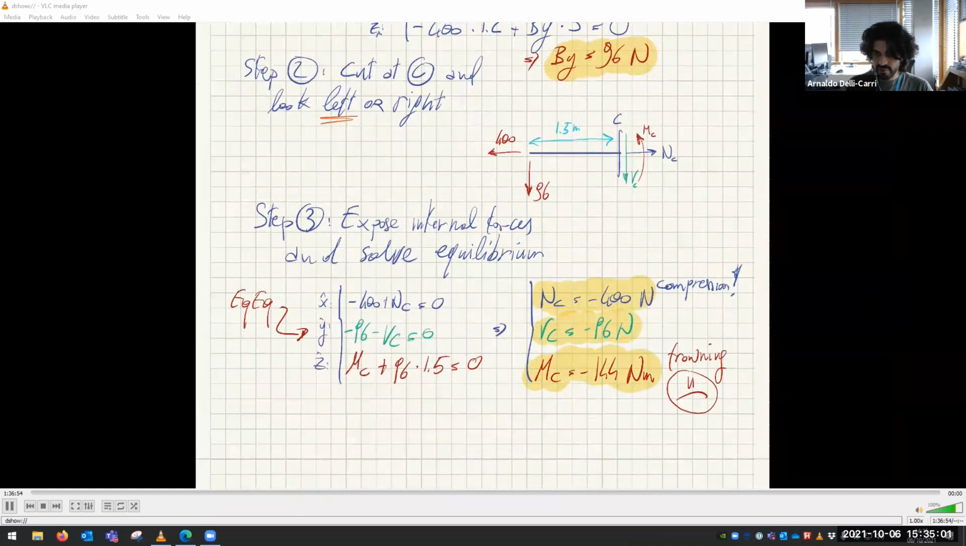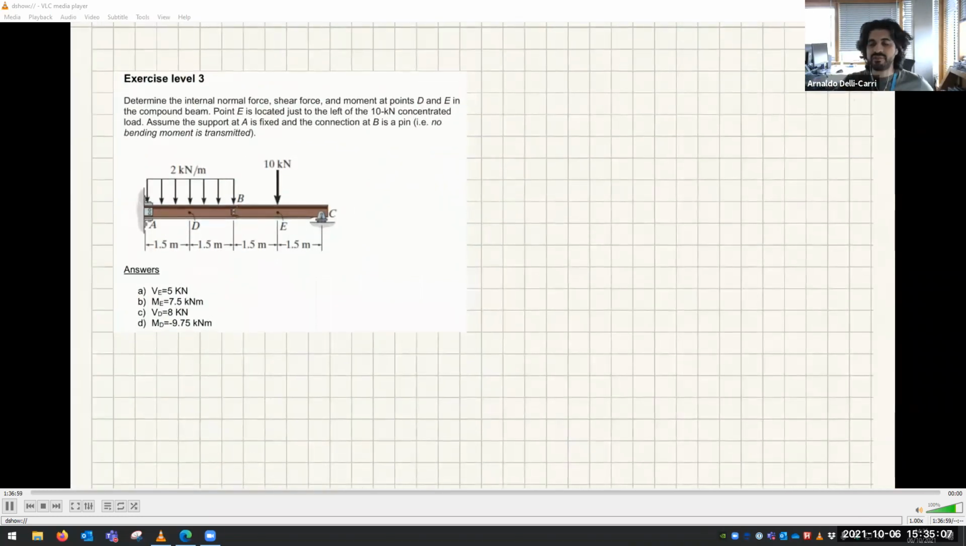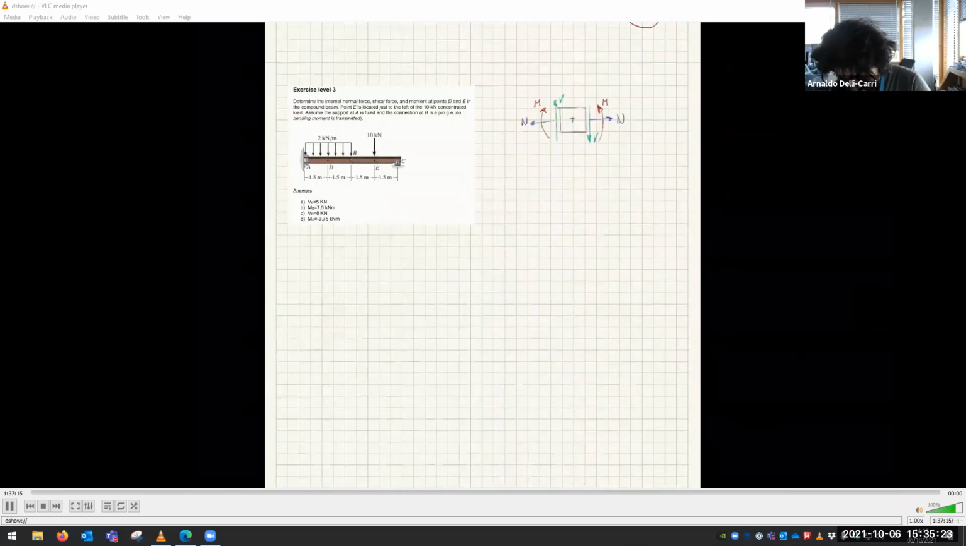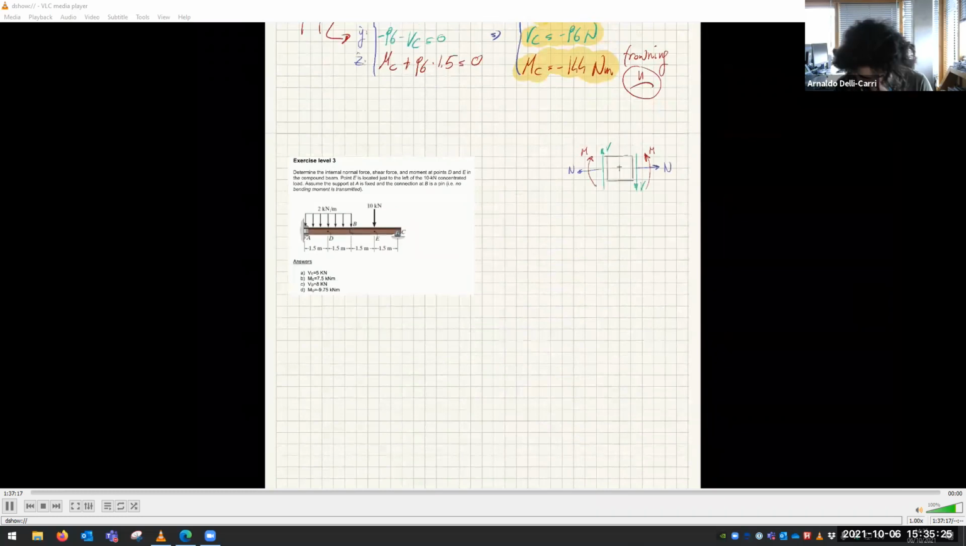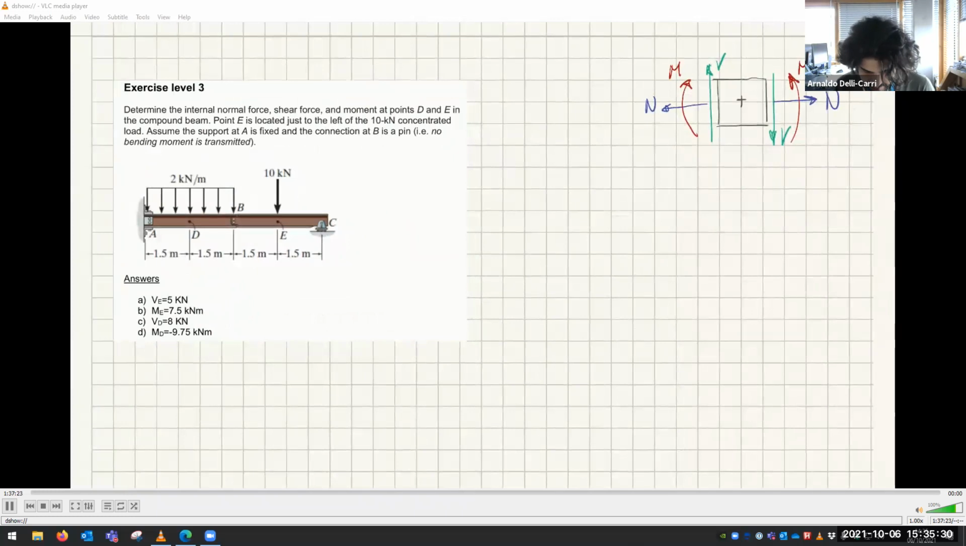Okay, now let's do the last one, which is also more of the same, but this is a bit more complicated because we have an internal constraint here. Let's see what's going on. Let me copy the convention first. Here. So what's going on here? Determine the internal normal force, shear force, and moment at points D and E in the compound beam. Point E is located just to the left of this 10 kilonewton load.